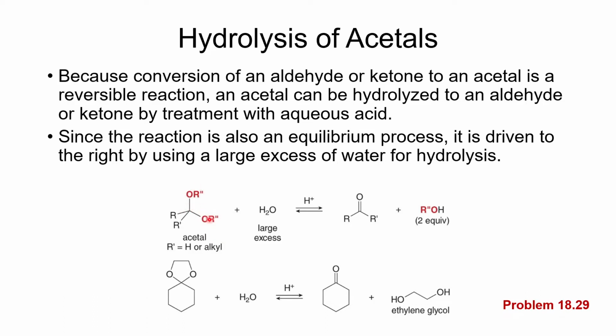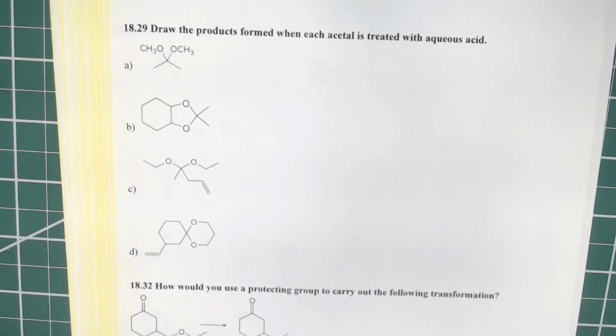And so these two OR groups are going to become the alcohol, and the carbon that had the two OR groups is going to become your carbonyl, either your ketone or your aldehyde. So in this case, we would clip these off. This will become a carbonyl, and then this will become that ethylene glycol.